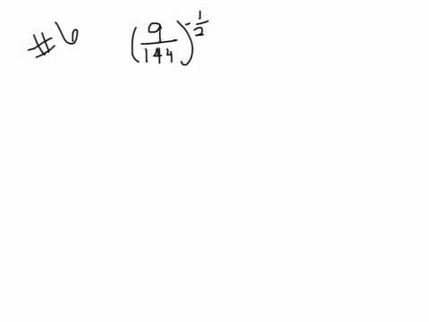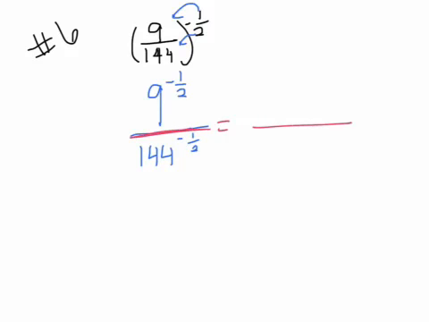This next problem. What I'm going to do is I'm going to distribute both of these. Power to a power means multiply now. So I have 9 to the negative 1/2 power and 144 to the negative 1/2 power. Well, with exponents, if I cross the line, so here's my line, I can change the sign of the exponent. So if this is negative right here and I bring it down here, it becomes positive. Same thing here. It becomes positive.